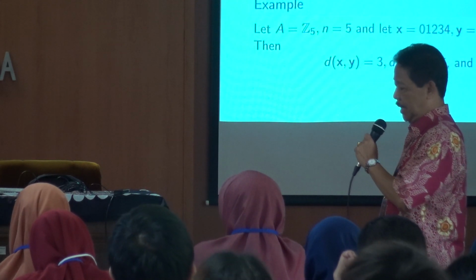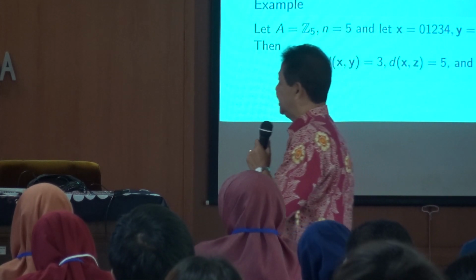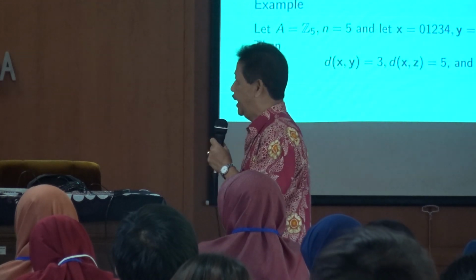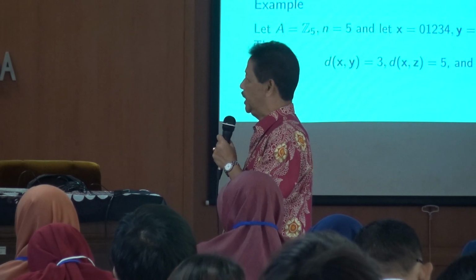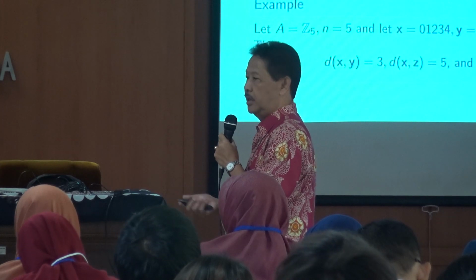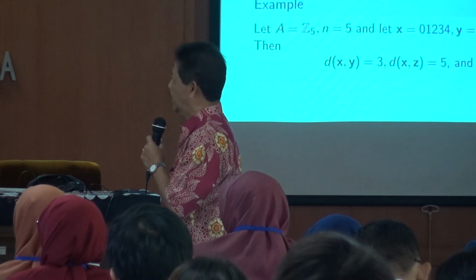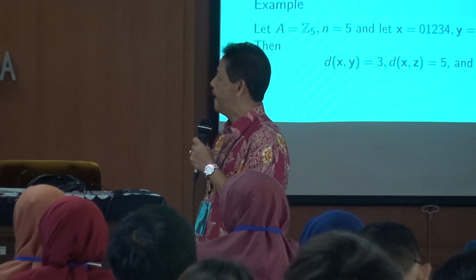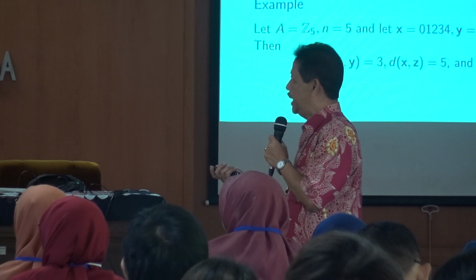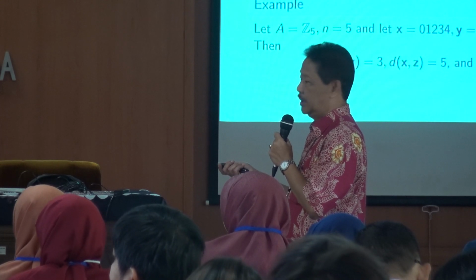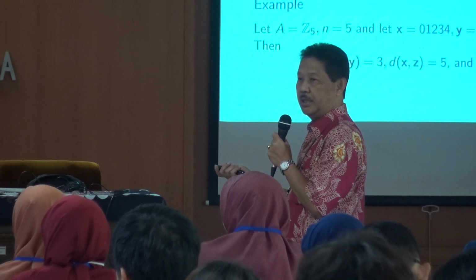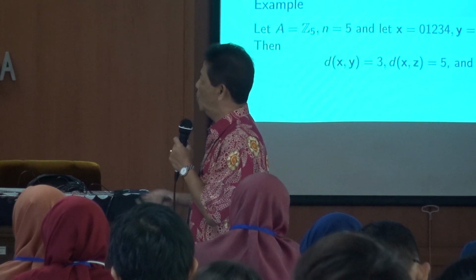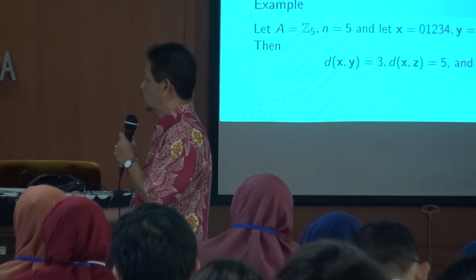And this is the definition of Hamming distance. For x and y in A^n, we define the distance, or Hamming distance, denoted by d(x,y), as the number of positions at which their entries differ. So d(x,y) is the number of i in 1 to n where xi is not the same as yi. So this is the example.